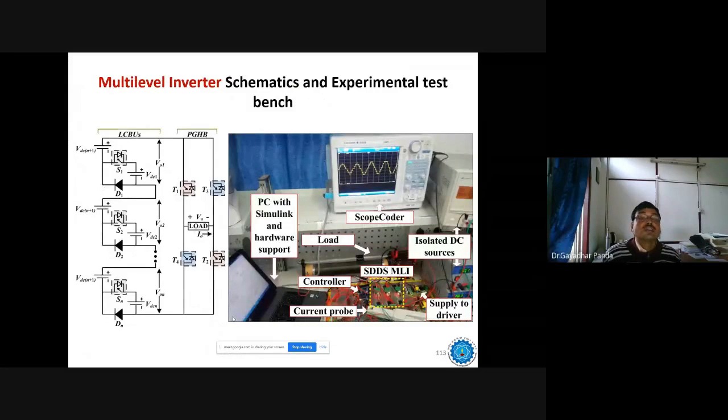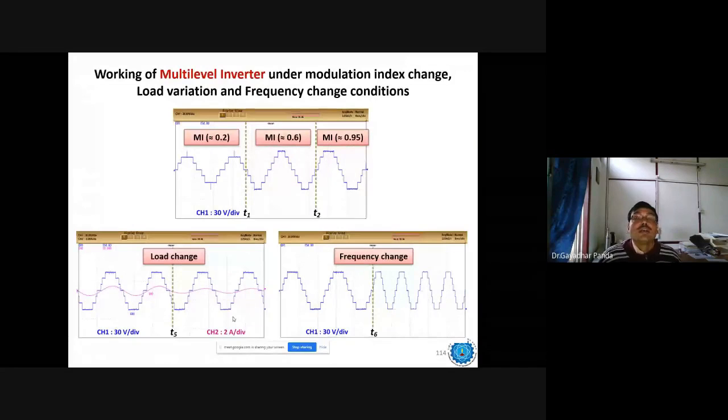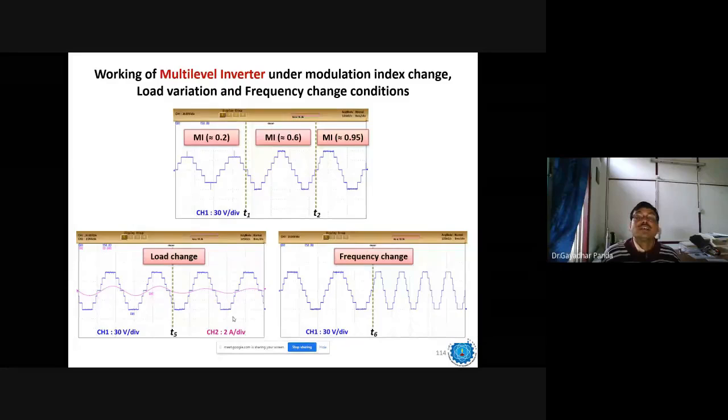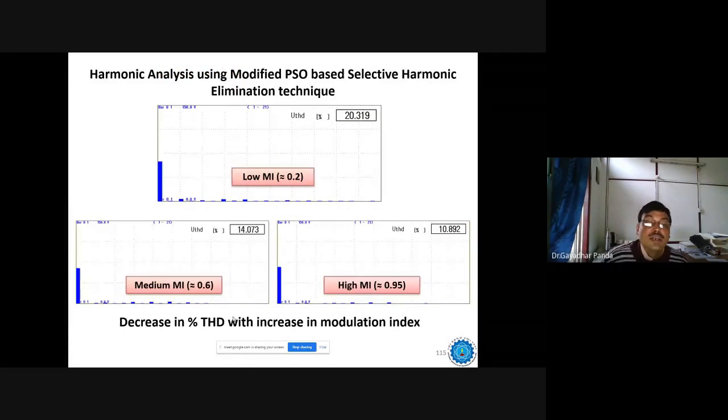This is the hardware sketch, you can see, and with a multi-level inverter, different modulation indexes are taken for testing purposes, as well as load change and frequency change, all tested, and the results are shown here. What is the THD content? You can see it is drastically reduced, around 0.95 and 0.6, which is a pure sinusoidal kind of waveform.